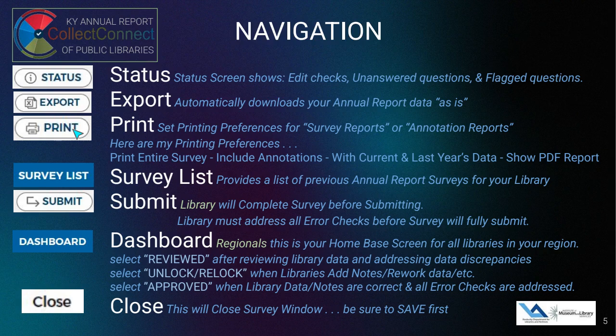For printing, I set my printing preferences for survey reports or annotation reports. I like to do both. So I actually put print entire survey. I click on that one. I click on include annotations with current and last year's data, and then it shows a PDF report for you. So you can download that format. File print is print straight out or print to PDF. So those two options are there on the print.